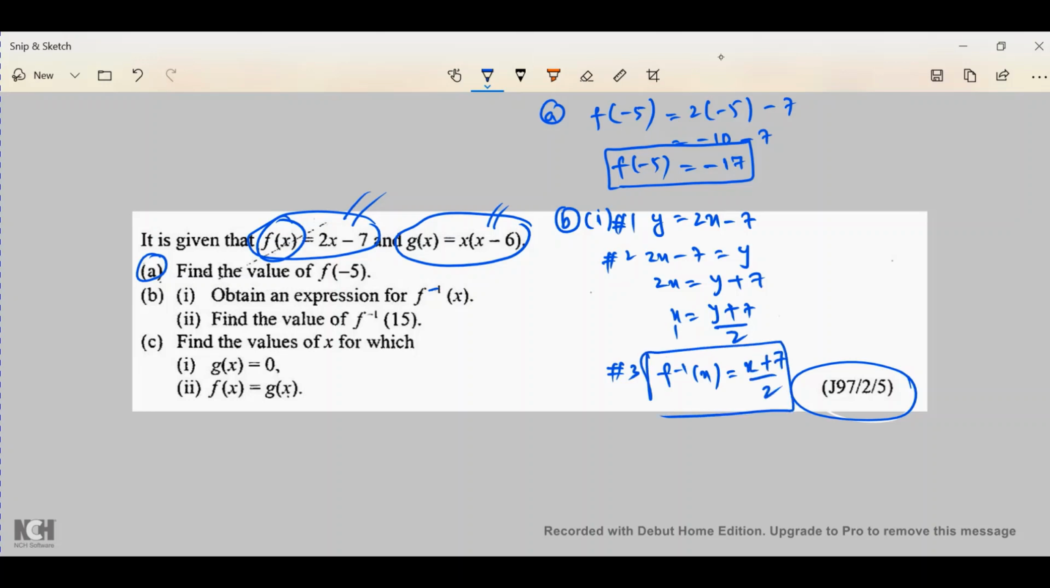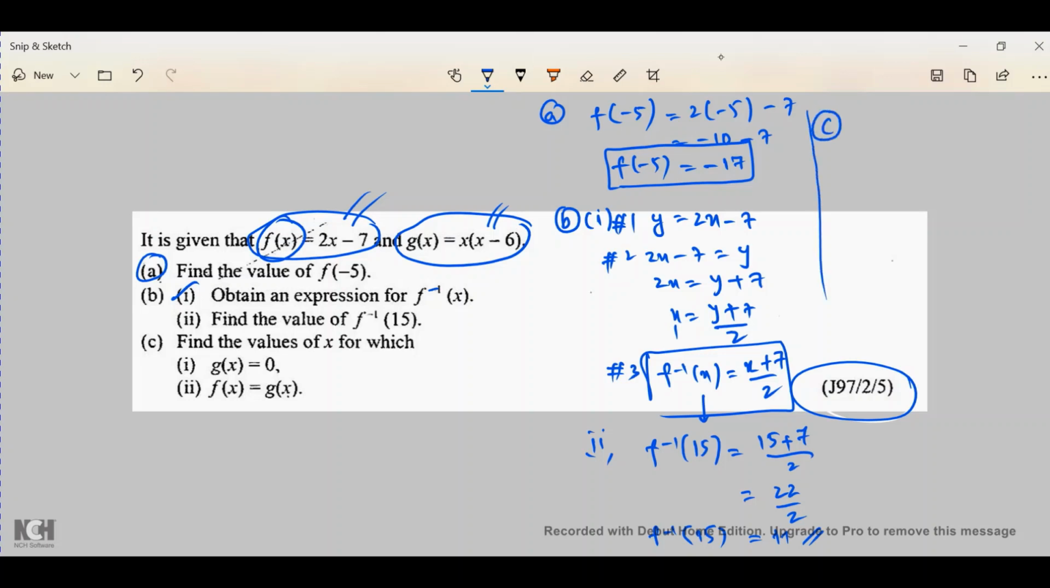We have done it. Okay, f inverse 15, so you can just put the value 15 in the same equation. 15 plus 7 divided by 2 is 22 upon 2, which is 11. So f inverse 15 is 11. We have done it. Part C is a very important part.